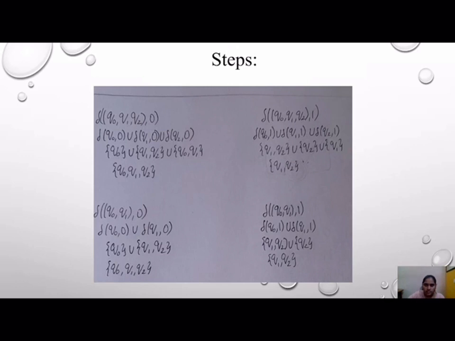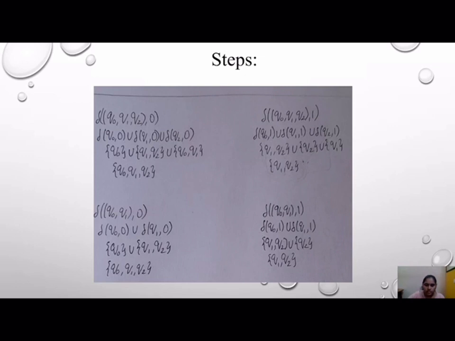Transition of {Q0, Q1, Q2} with respect to 1 is transition of Q0, 1 union transition of Q1, 1 union transition of Q2, 1. Transition of Q0, 1 is {Q1, Q2}. Transition of Q1, 1 is Q2 and transition of Q2, 1 is Q1. On applying union operation, it becomes {Q1, Q2}.